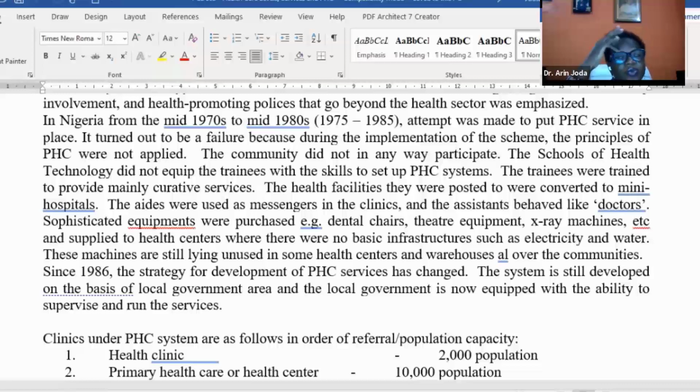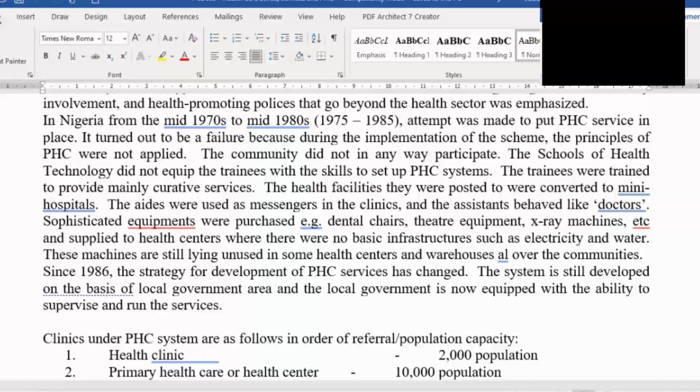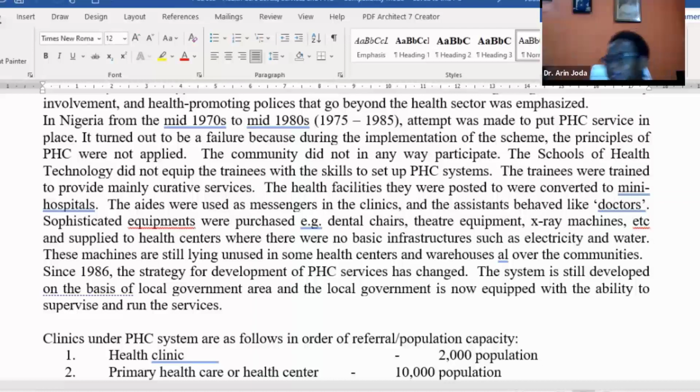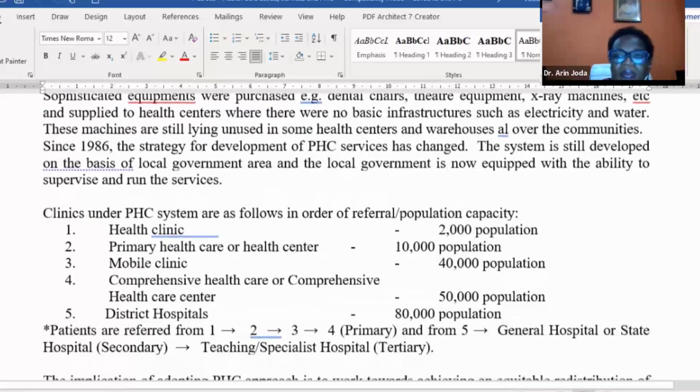So you have these CHOs going to the PHCs that they are sent to, and they are attending to patients like they are doctors. In fact, they are referred to as doctors in many of these PHCs because they are providing mainly curative services, which they were not trained for. You have the health facilities being equipped with sophisticated equipment that nobody was trained to use. Dental chairs being sent to PHCs when no dentists were sent or trained to go, not even dental technicians. So these are the reasons why the system failed.